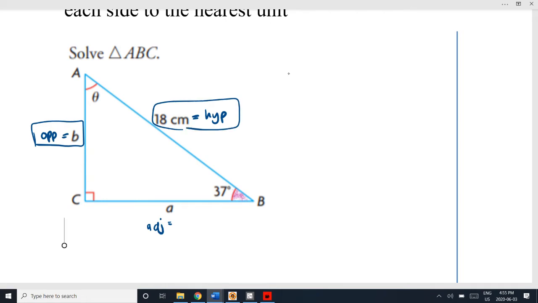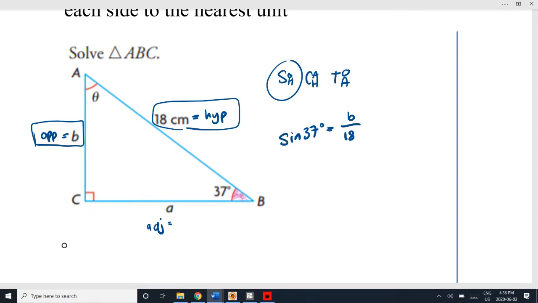So let's think of SOHCAHTOA. Since we're dealing with opposite and hypotenuse, we're going to use sine. So that means the sine of this angle, 37 degrees, is going to be equal to opposite over hypotenuse. So our B value, we don't know what it is, over hypotenuse, which is 18. And now we can solve for what this is.